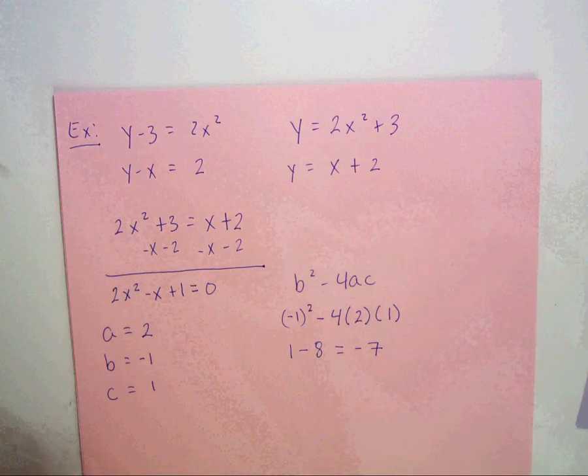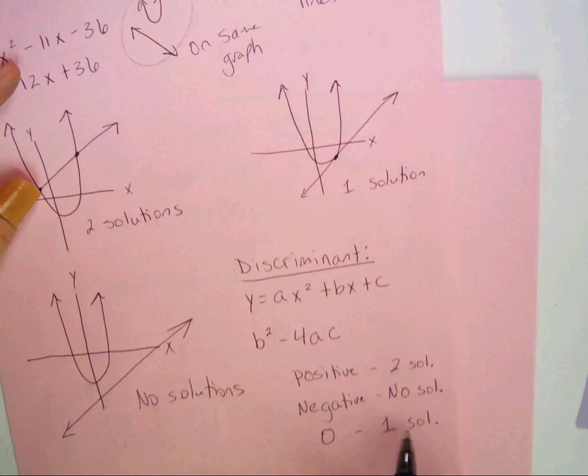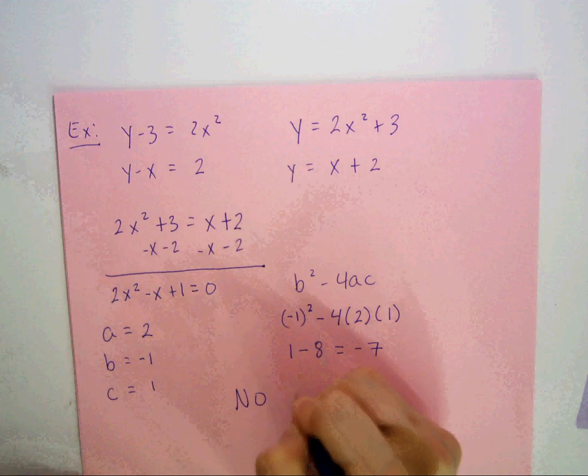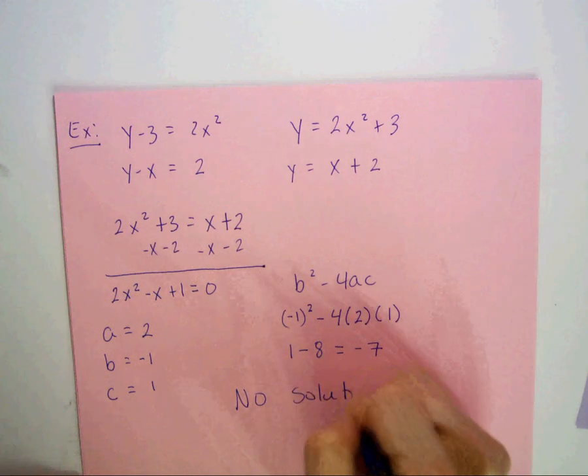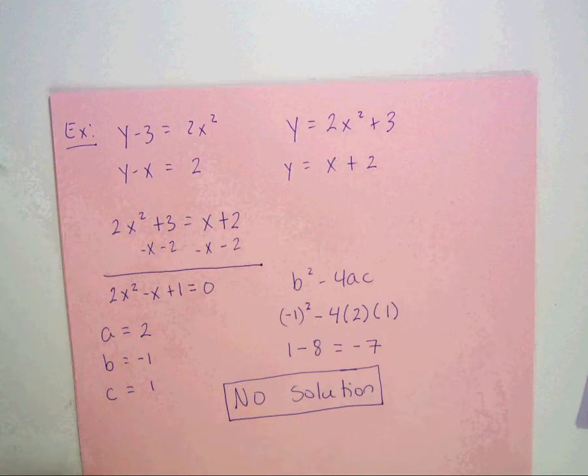negative 7. And if you recall from the first video, if we get a negative number, ta-da, then we will have no solutions at all. So this answer is just no solution, and we don't have to go any further because we know we ain't got none. So there we go, guys.